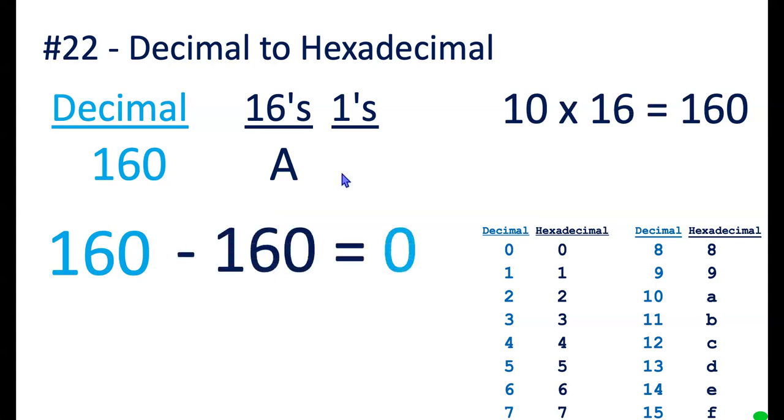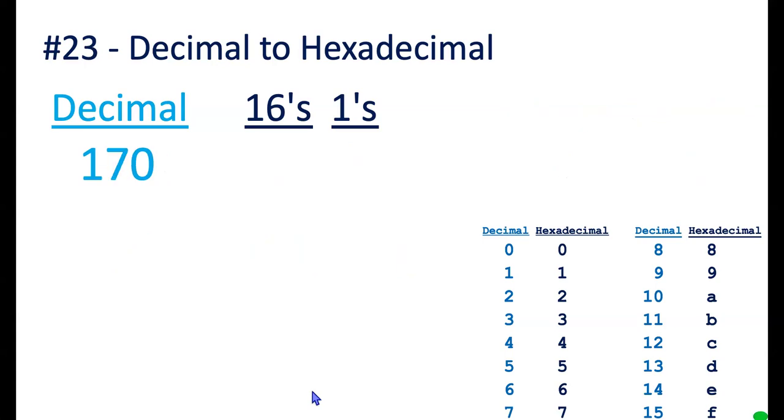Well, not quite. Let's not forget our 0 here. To make sure we position this A under the 16 column. 10 16s, not 10 ones. So 10 16s plus 0 ones. 160 plus 0 is 160.